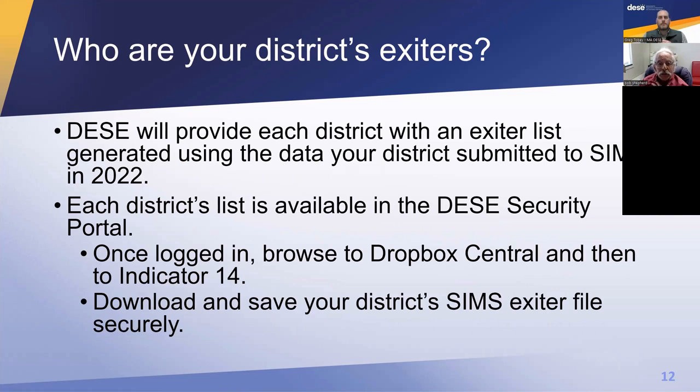DESE provides each district with an exiter list generated using your data that was submitted to the SIMS data repository in 2022. And your district lists are available in that security portal. Once logged in, browse to Dropbox Central and then to indicator 14, download and save your district's exiter file securely.